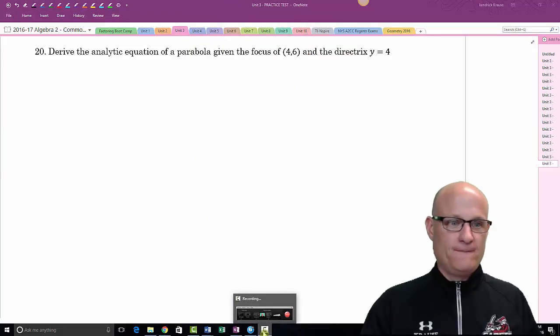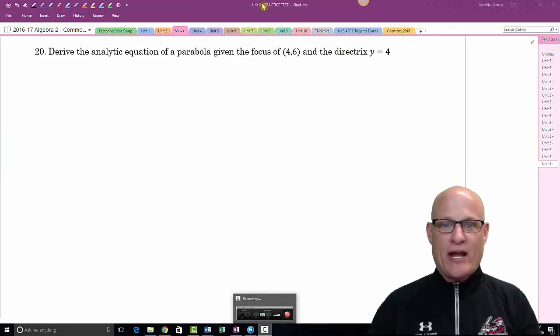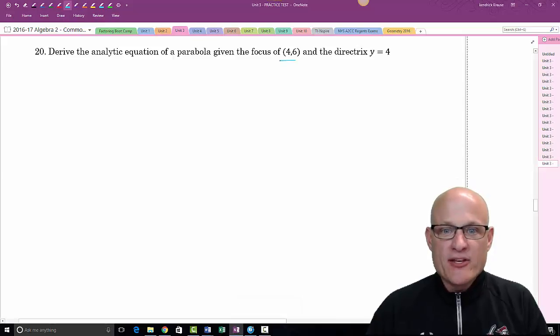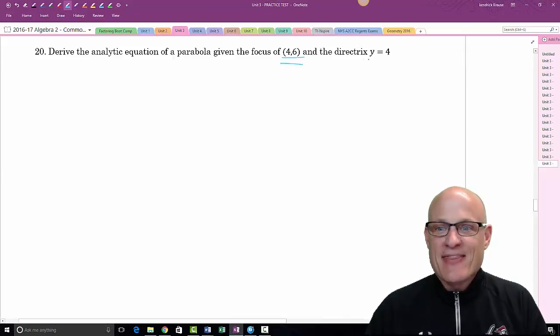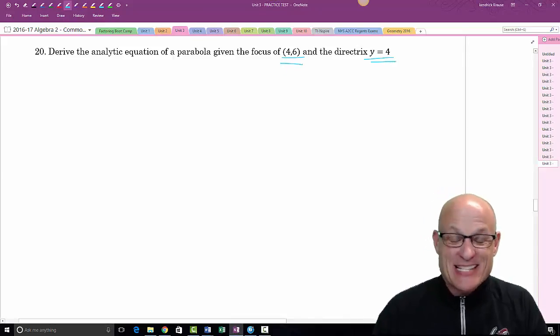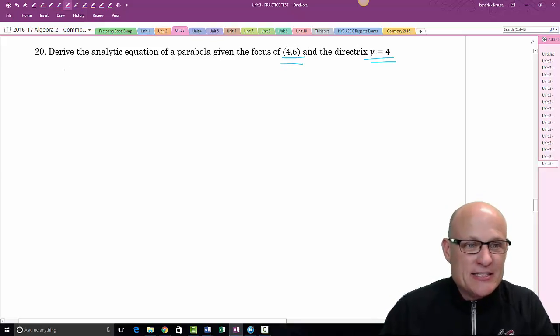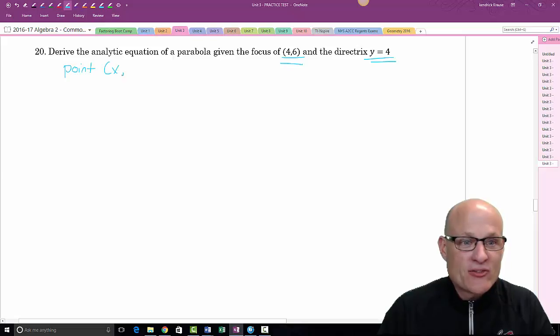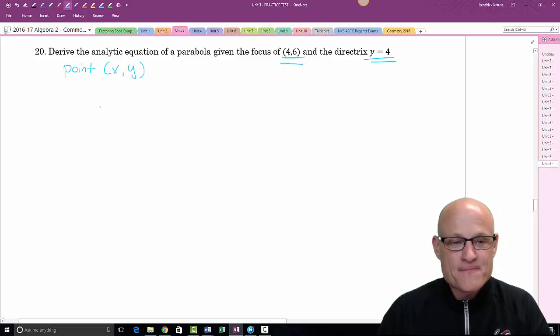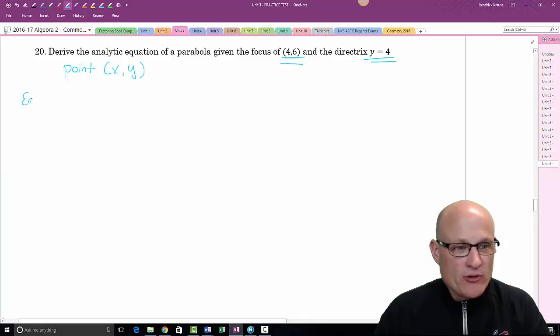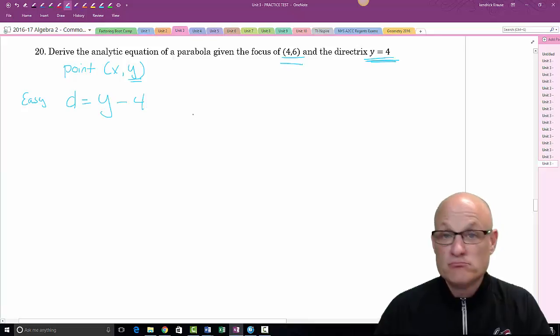Here we go. We're going to derive this analytic equation between this point and this directrix. Now, I know we haven't done this since last week. It's been like a week. So we have to pick a point. Our point is going to be x comma y. So we're going to do the easy equation. The easy equation is the distance between this point, y, and this directrix, 4. So it's y minus 4.